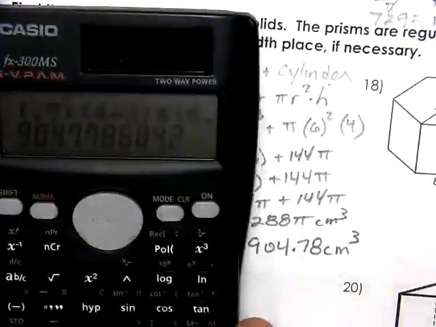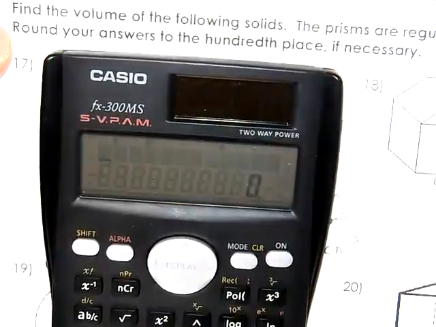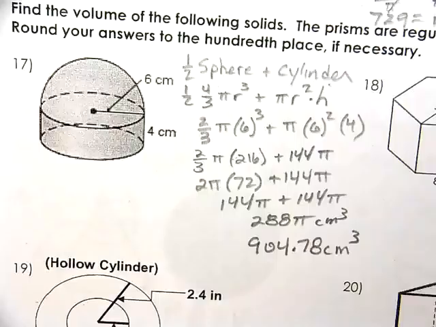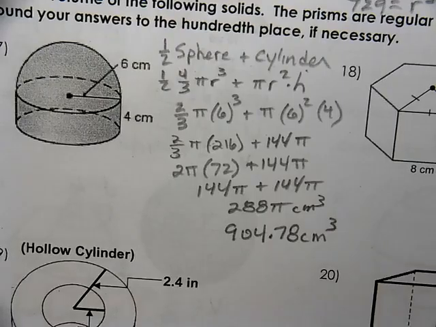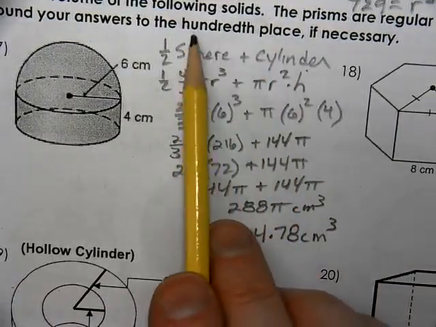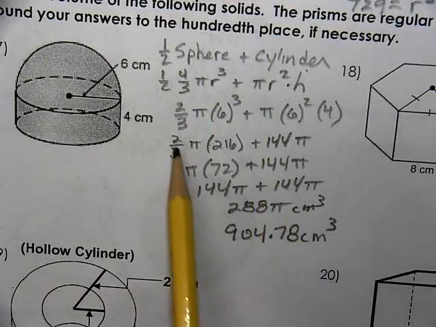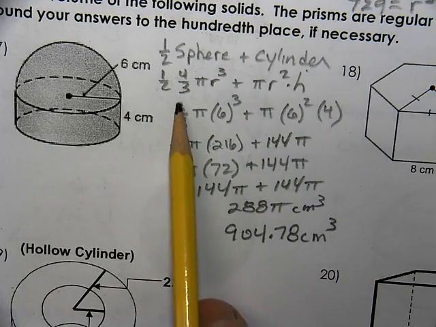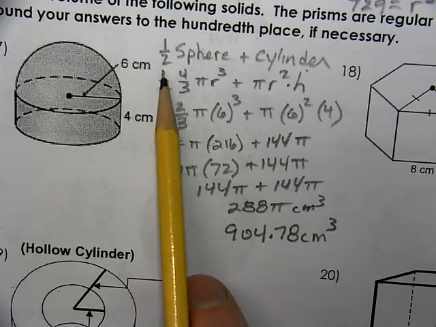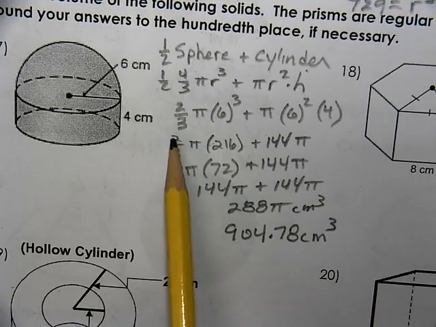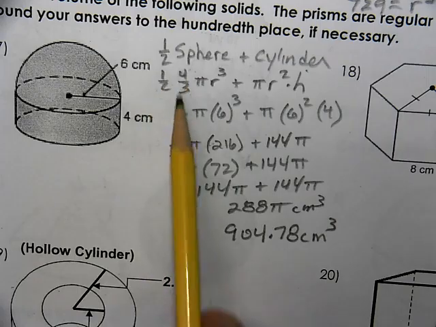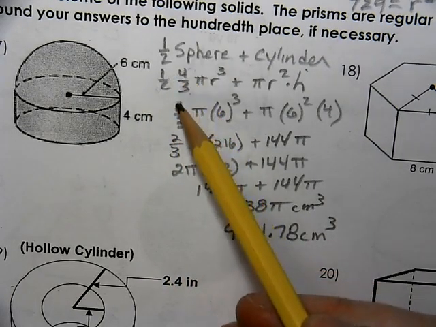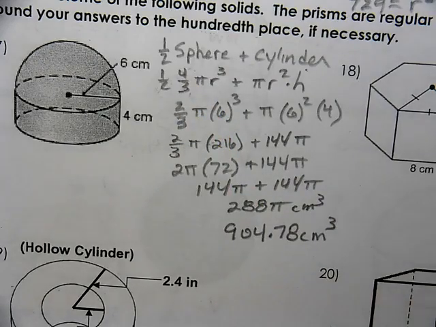And we can test that work. That 288 times pi is 904.78. So two different ways you could have done it. If all you have to do is round to the nearest hundredth, then we could have typed that into our calculator from the very beginning. Remember, I have the 2/3 here because I took half of 4/3. Half of 4/3 is 2/3. I reduced the 2 and the 4. 2 goes into 4 twice, so now I have 2/3.